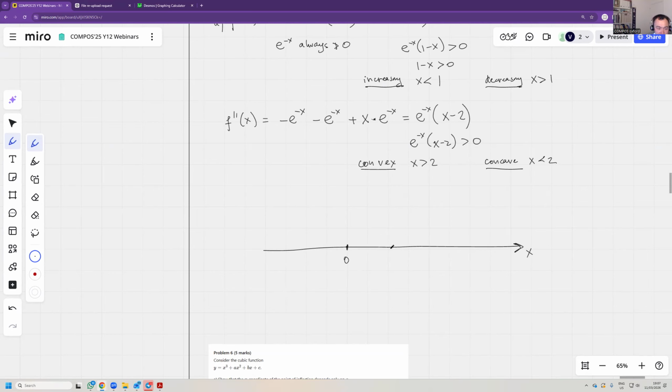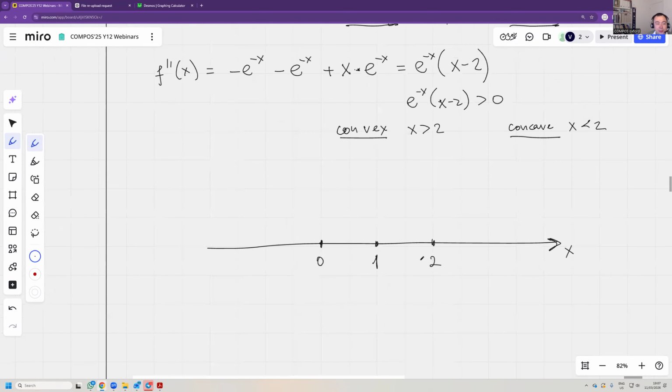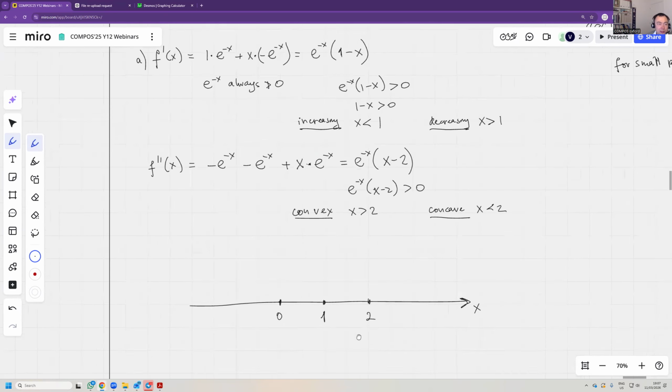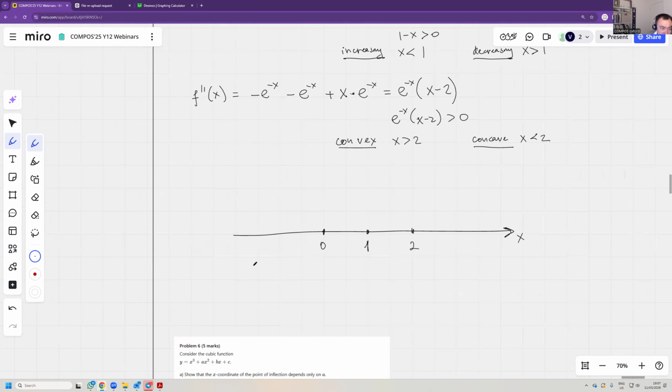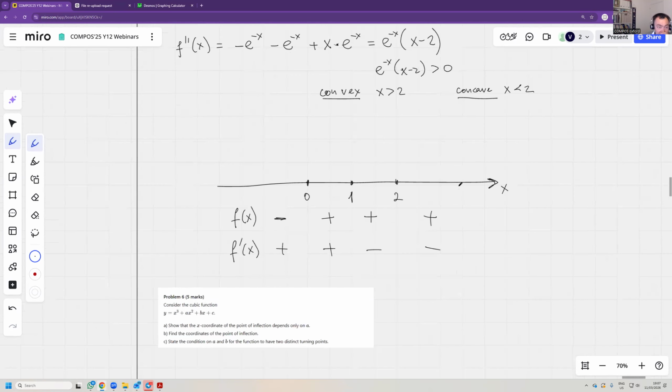So 0 is an interesting point, then 1 is an interesting point, and 2 is an interesting point. So I know that the function is negative here, positive here, and positive here. Now the first derivative is positive here, negative here, negative here. The second derivative is negative here, negative here, negative here, and positive here.